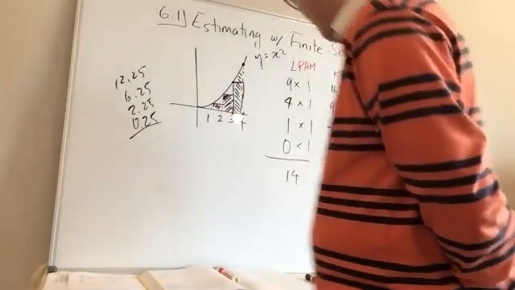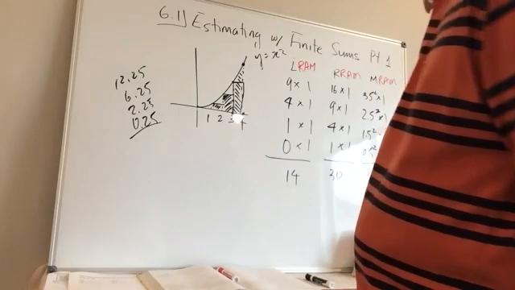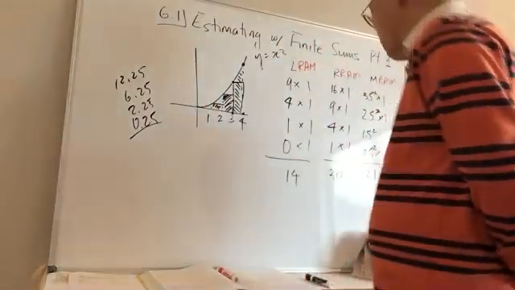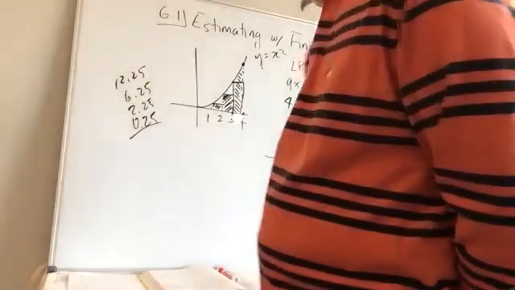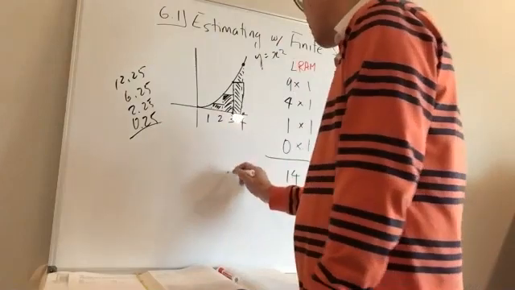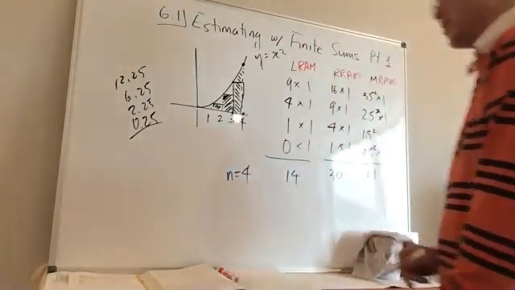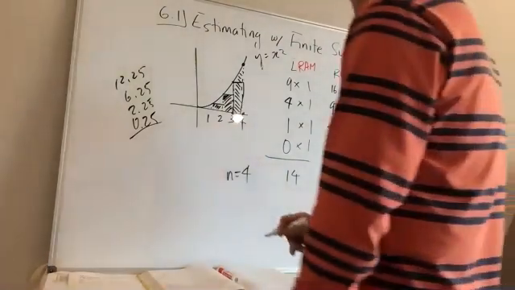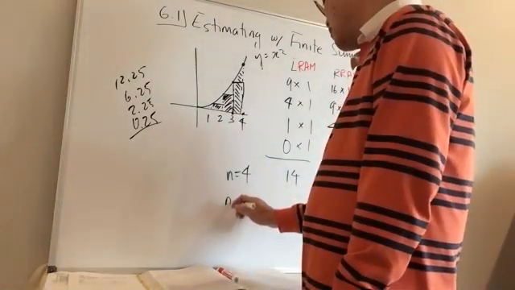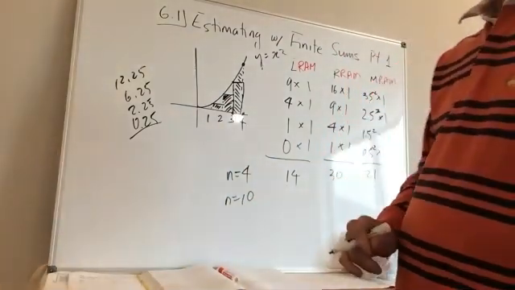14, 21, and 30. 14, 21, and 30, right? So you got the LRAM, MRAM, and the RRAM, okay? All right. So that was when the subintervals were equal to 4, right? When you had 4 subintervals, all right? So now let's go ahead and increase that to n equals 10. What do you get?